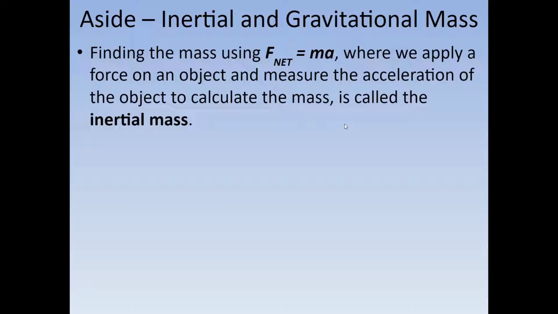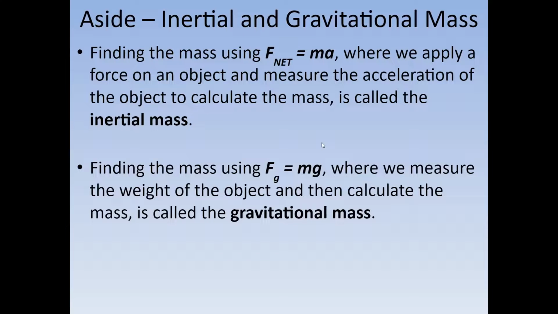So, what is inertial mass and gravitational mass? Well, inertial mass refers to the fact that if you use an equation like F net equals ma, where you apply a force to an object, you measure the acceleration, and then use this equation to find the mass, that mass is called inertial mass. That's basically it. The inertial mass refers to the mass you determined when you use this equation.